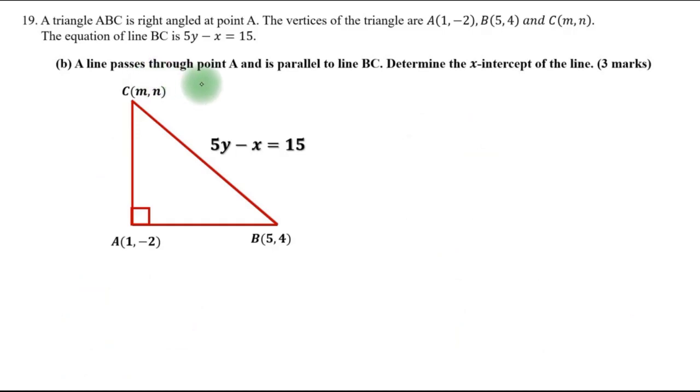Part B. A line passes through point A and is parallel to line BC. Determine the x-intercept of the line. In our case, the gradient of the line passing through point A is equal to the gradient of line BC if they are parallel. Gradients of parallel lines are equal. So for our case, we have a line which is parallel to BC, and we have the point A, and a point P (x, y) on the line.